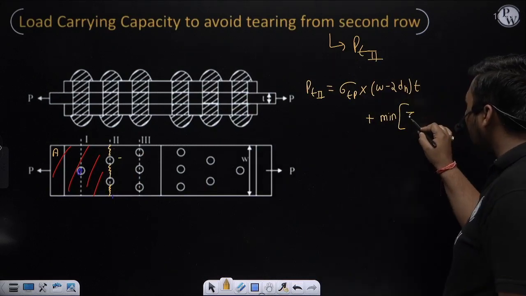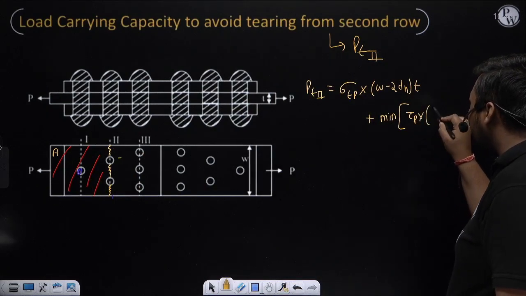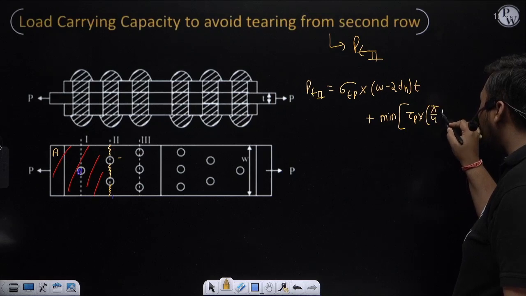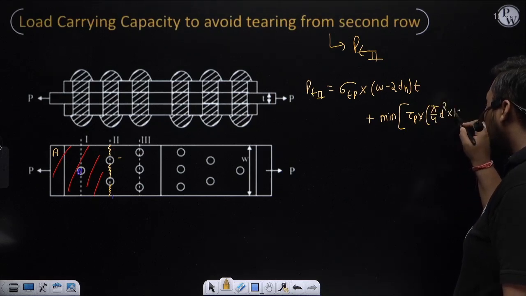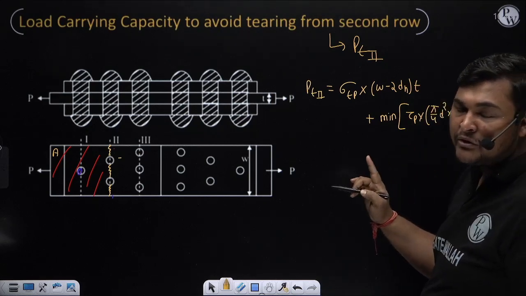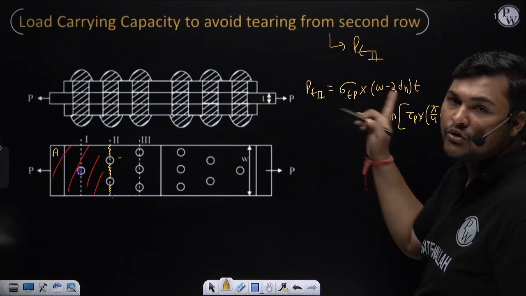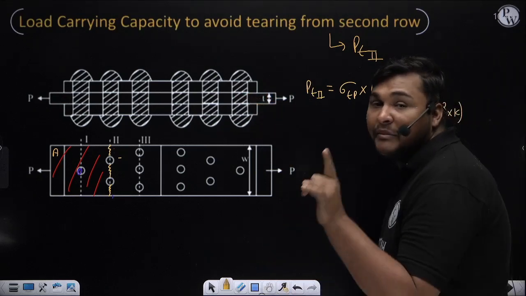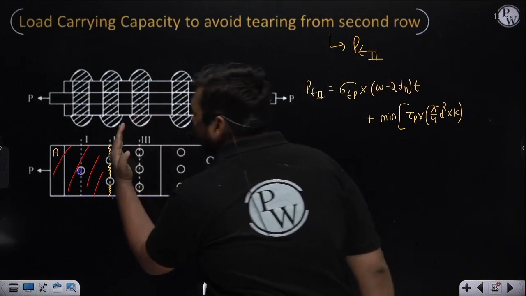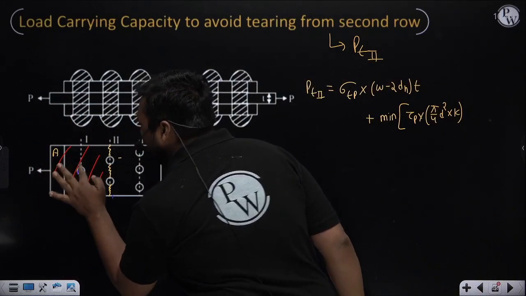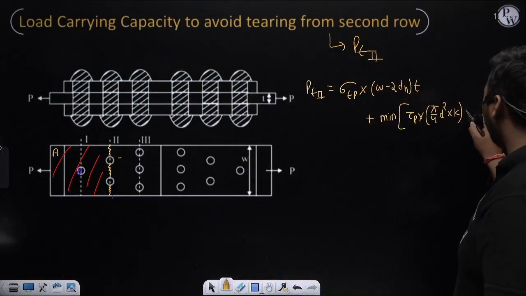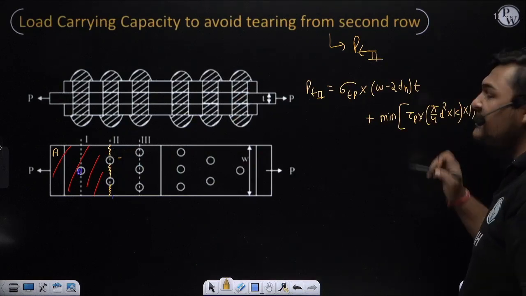First we will equate tau with tau p into shear area of one rivet. Shear area of one rivet will be pi by 4 d square into k. K will be 1 for single shear, it will be 2 for double shear, like right now it is double shear, so k will be 2, into number of rivets, but not total number of rivets, number of rivets which are coming in this side, and in this side right now only one rivet is coming, so into 1. So it is avoiding shearing of this rivet.